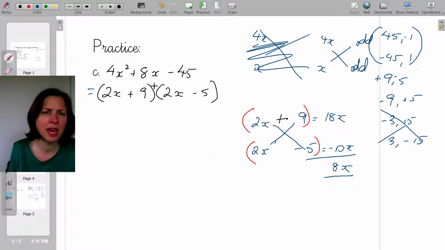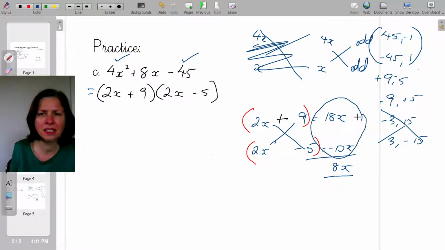2x times 2x gives me 4x squared. The 9 and the minus 5 multiplied together will give me the minus 45. So that's my firsts and my lasts done. Now, when I go those two together and those two together, I'm going to get negative 10 and I'm going to get positive 18. And that's what I got here.